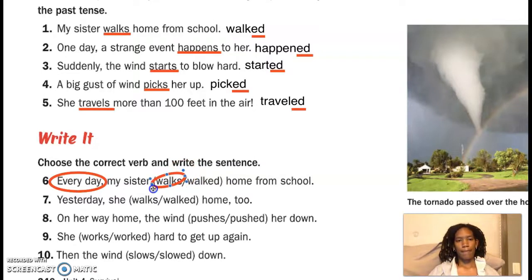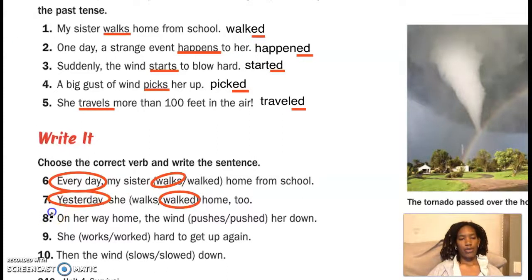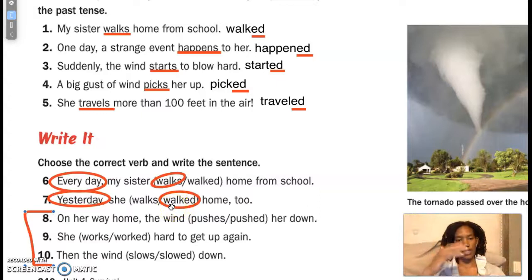Okay. Number 7, yesterday, she walks or she walked home too. Well, yesterday is past tense, so I'm going to go with walked. All right. Now, these 3 sentences, I believe they will all be past tense because this is past tense and all of these sentences go together.